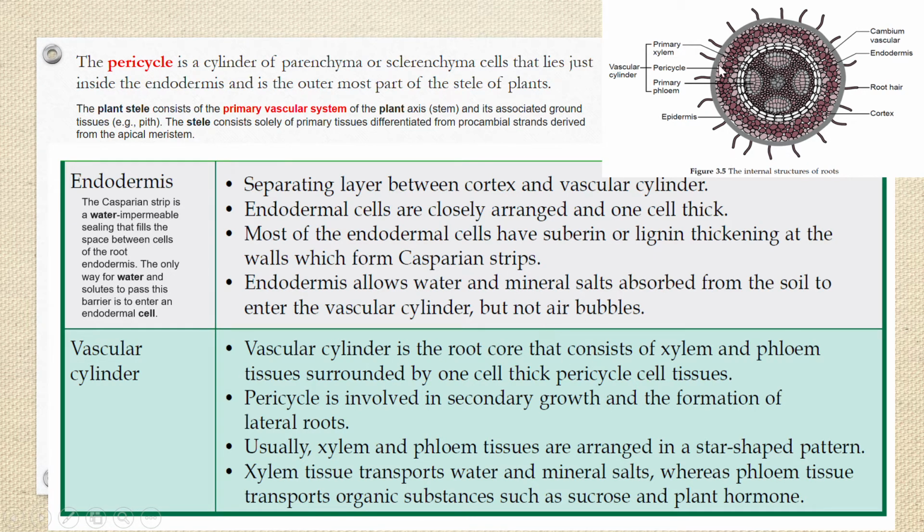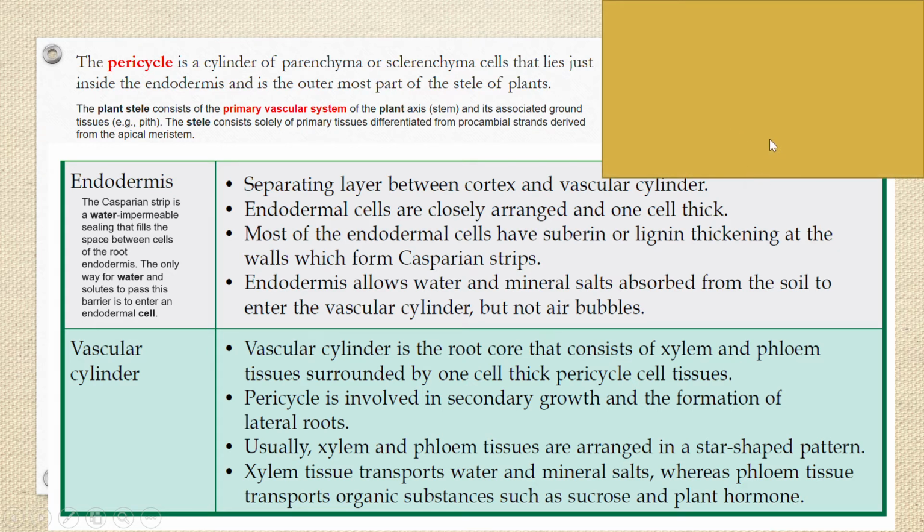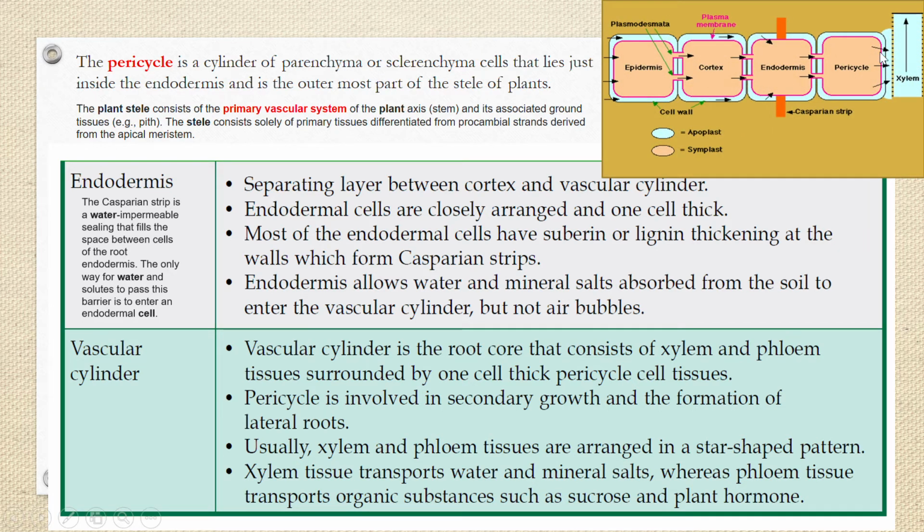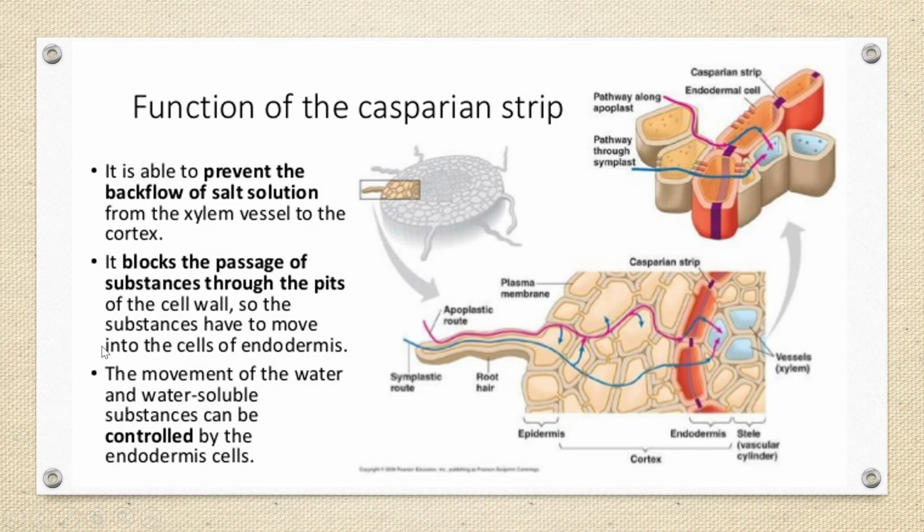Let me show you another picture here, the pathway. This orange structure is the Casparian strip. This is the xylem which transports water and mineral salts. This is the pericycle just beneath the endodermis. So water goes from this direction, from the epidermis entering the cortex, subsequently into the endodermis, pericycle, and into the xylem. Then water is transported from the roots to other parts of the plant. This is the simplest pathway.